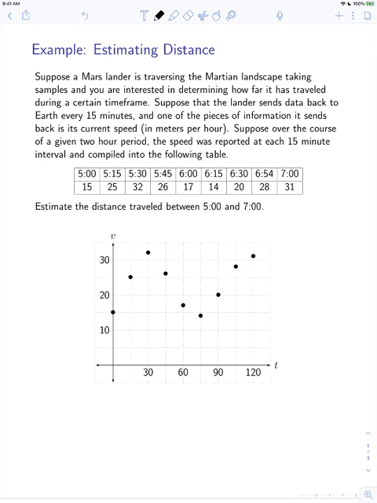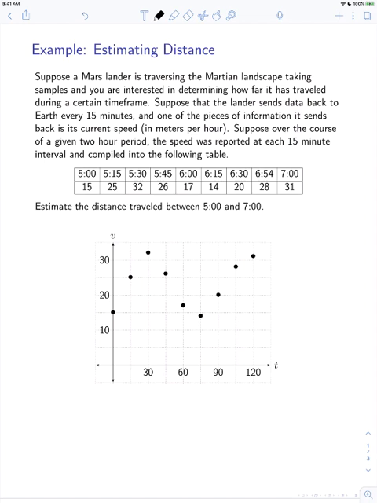Suppose over the course of a given 2-hour period, the speed was reported at each 15-minute interval and compiled into the table you see here. What we want to do is estimate the distance traveled between 5 o'clock and 7 o'clock using the information provided. We'll use left sums and right sums to do this estimation.